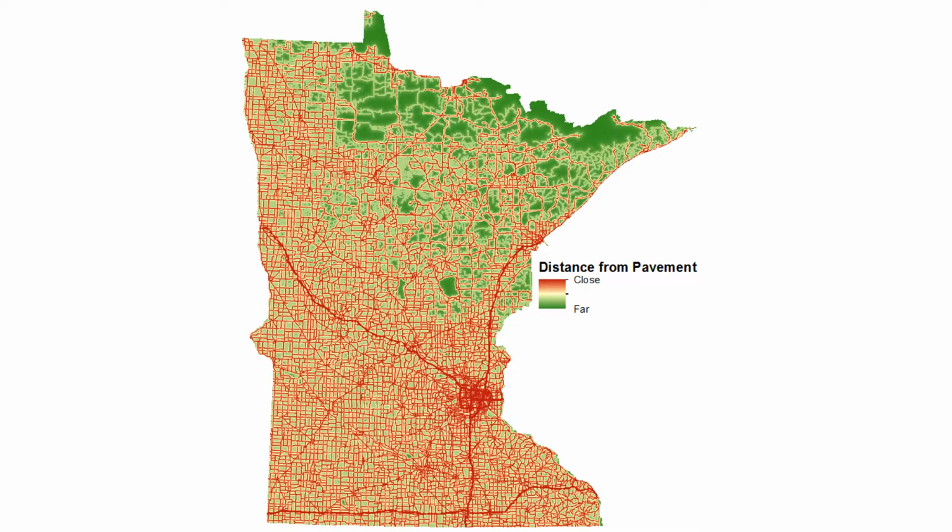When all of the road line densities are put together, we get distance from pavement. This map shows distance from pavement. Northern Minnesota has the most area of green, indicated as far from pavement.